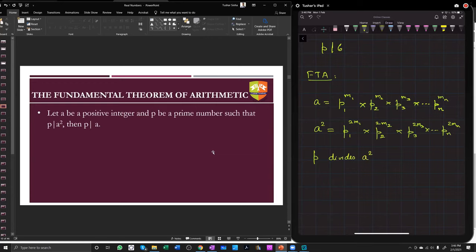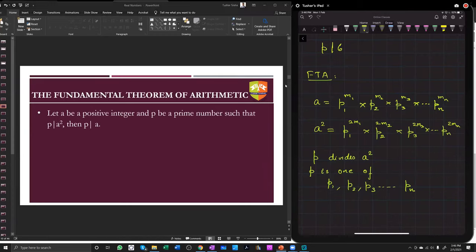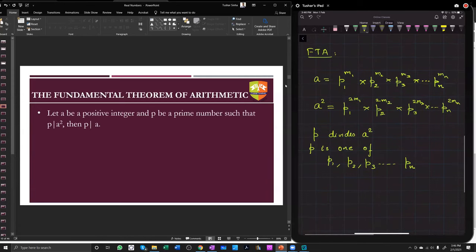That means, what can I say? P is one of P1, P2, P3, dot, dot, dot, Pn. It has to be, there is no other prime factor. So hence P has to be one of P1, P2, P3, Pn. Because in the factorization of A square, we see only these n prime numbers are involved.